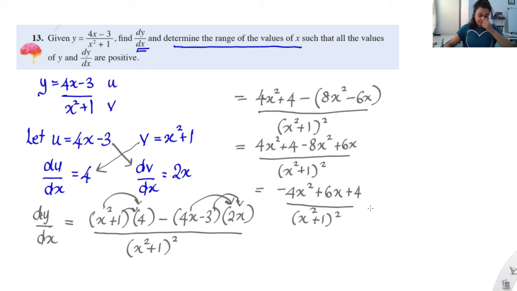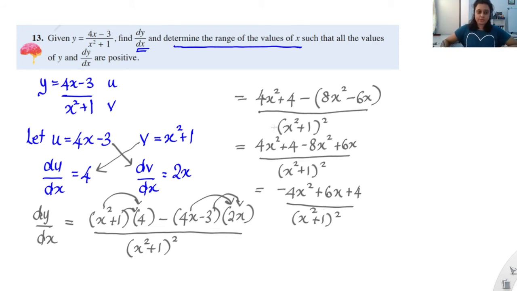Now you already found your dy dx. We leave it up to here, done. Let me check the textbook, also leave up to here. Now, find the range of values of x such that all the values of y and dy dx are positive.